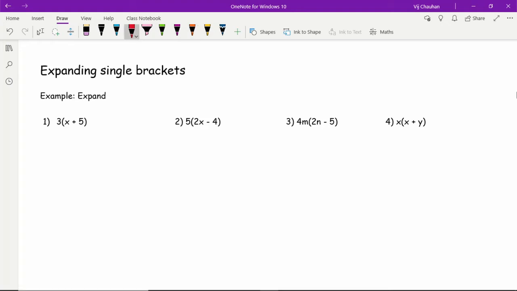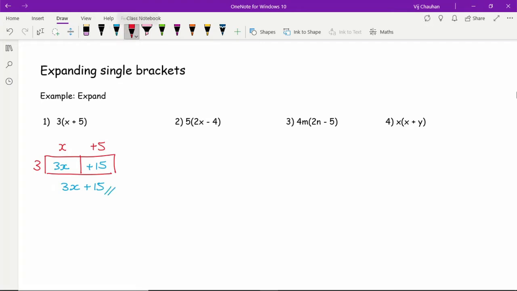How we set up the grid is, you can see I've got 3 outside the bracket, so I'm going to put a 3 there. And I've got 2 things inside my bracket. One of them is x and the other is plus 5. That's the top, so the bracket goes on the top and the thing that goes outside the bracket goes along this side. Now the next thing I'm going to do is some multiplying from the grid. So I've got 3 times x, which is 3x, and I've got 3 times plus 5, which gives me plus 15. So the final answer here is 3x plus 15.